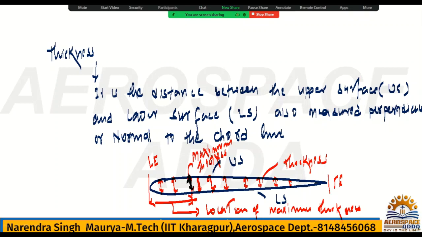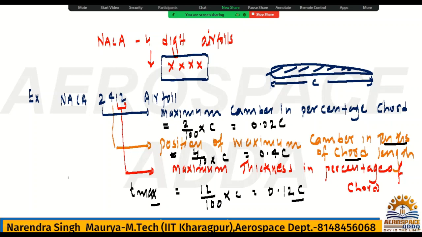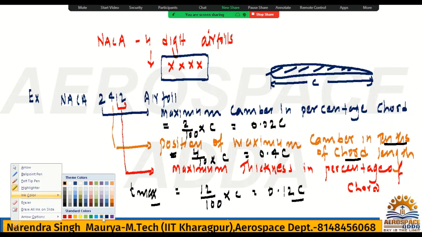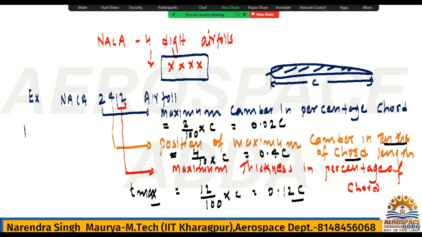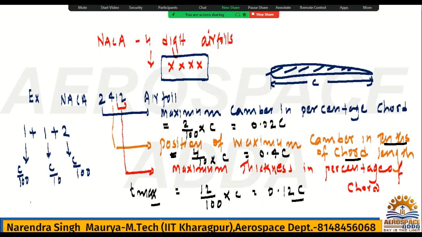So you got the maximum camber, percentage of chord, and how to recall it. You always remember, for the 4 digit you have to go in this way. You can take a concept like this, so it will be better to understand. For 4 digit you have to write 1 plus 1 plus 2. What is the meaning of it? For the 4 digit NACA series you have to take one digit separately, another digit separately, and the last 2 digits combined. The first digit will be percentage of chord, so you can say it's C by 100. The last 2 digits will be C by 100, percentage of chord, and the middle one will be C by 10. So you can say 100 plus 10 plus 100.